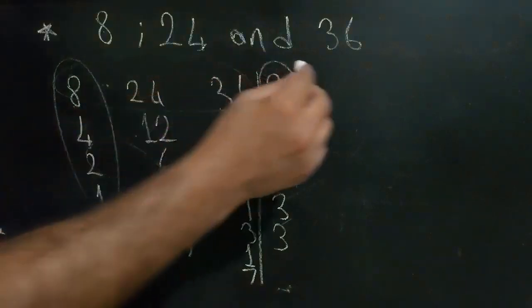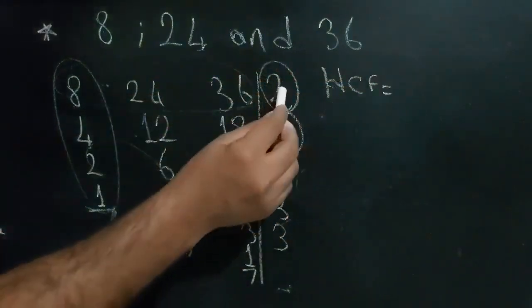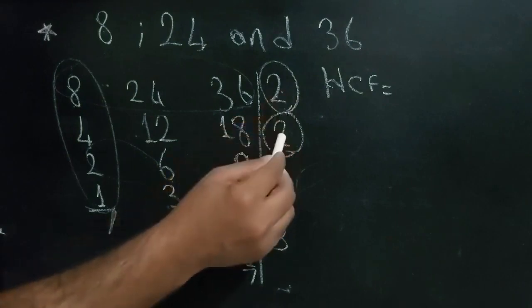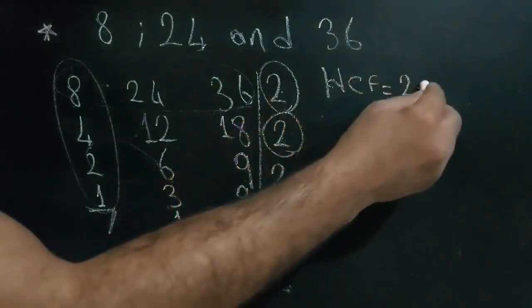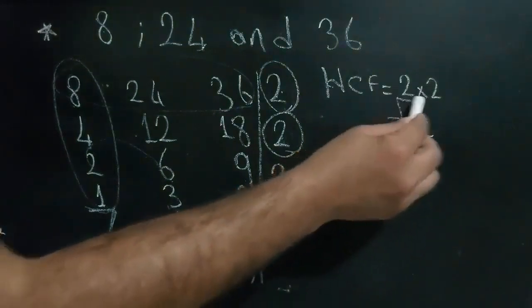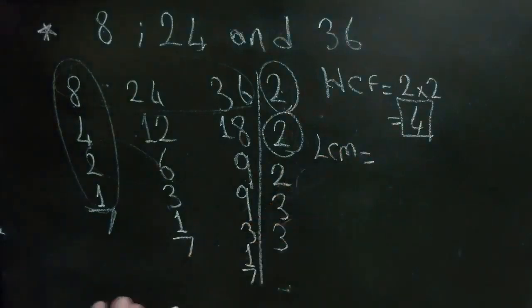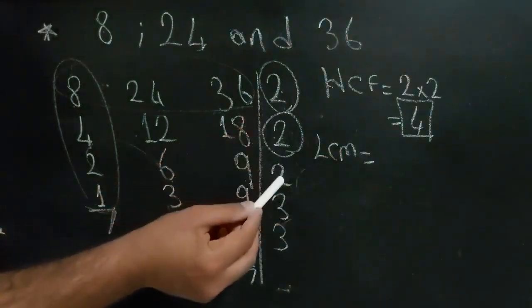Alright, now HCF. You multiply just the circled numbers to each other. That will be 2 times 2, which is going to be 4. And for LCM, you multiply all numbers to each other. See, 1, 2, 3, 2.